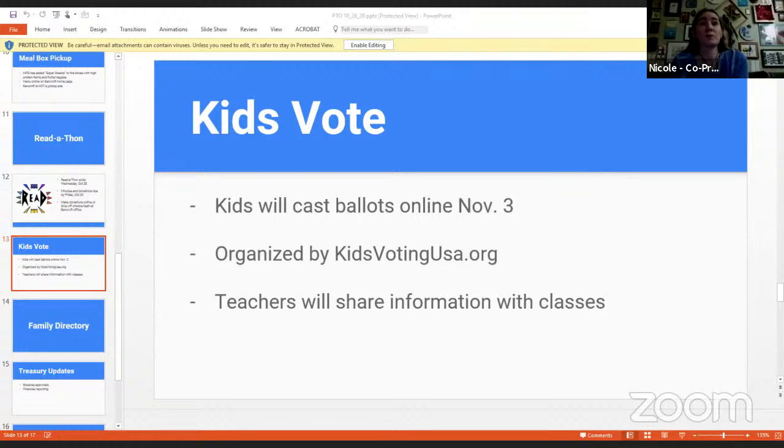It's a little bit more complicated than I want it to be. What it does allow us to do is that they can research the candidates and vote in one spot. They can vote for whomever they want, in as many areas as they want. That is also aggregated on a live site that we can look at on voting day. And kids can vote from now until November 3rd.